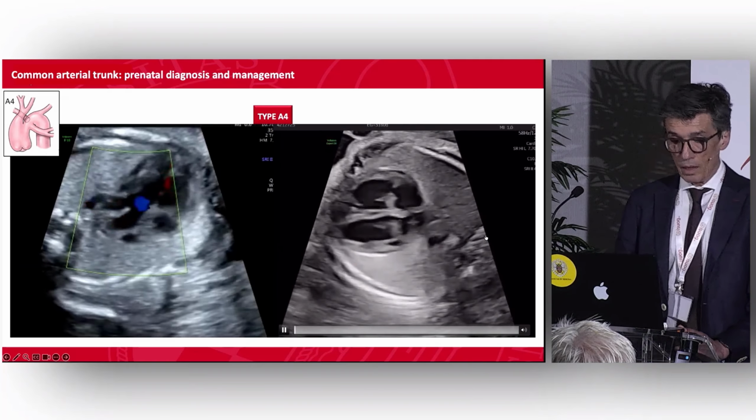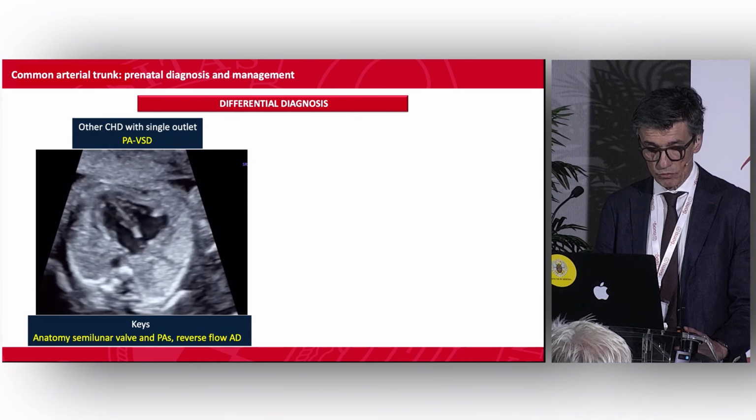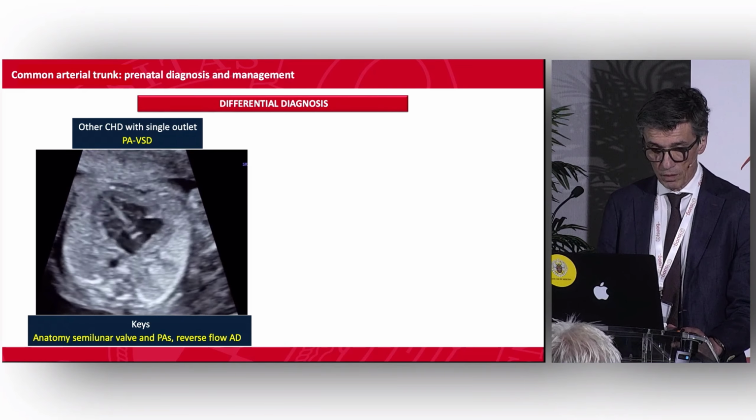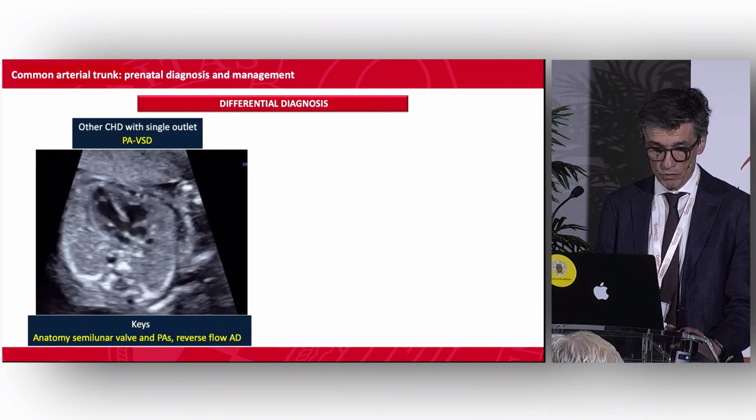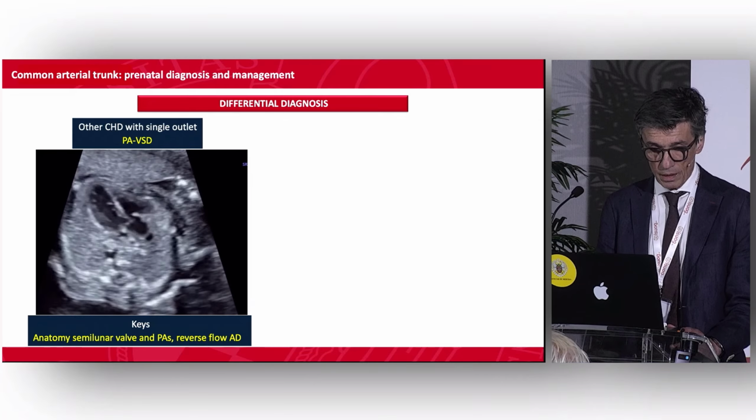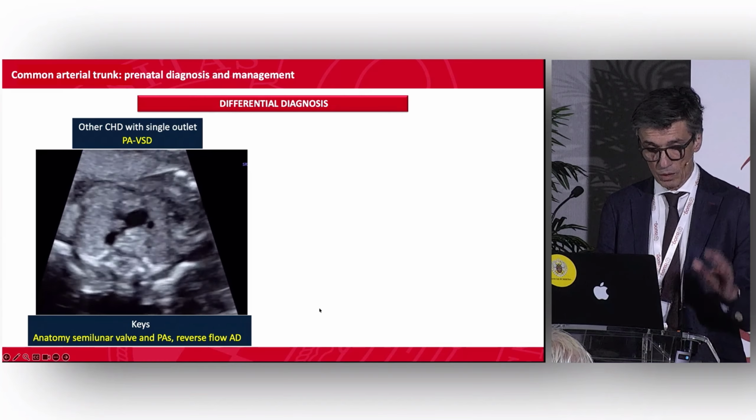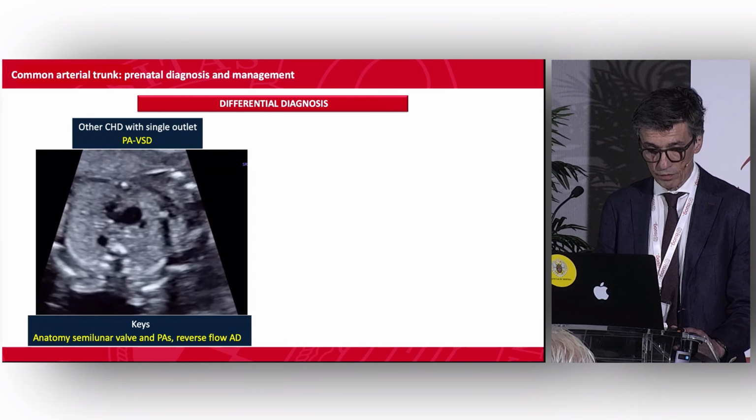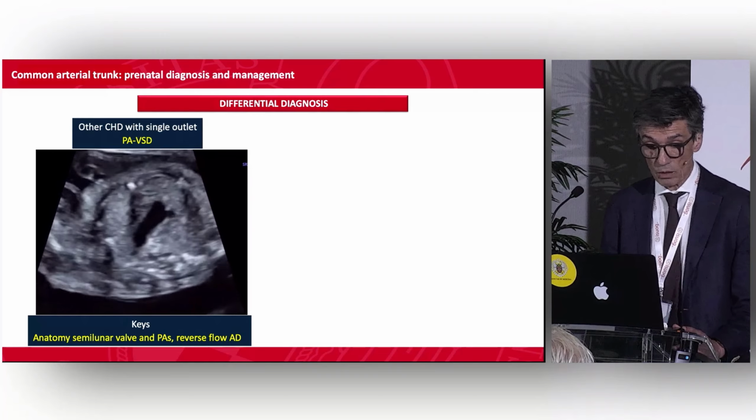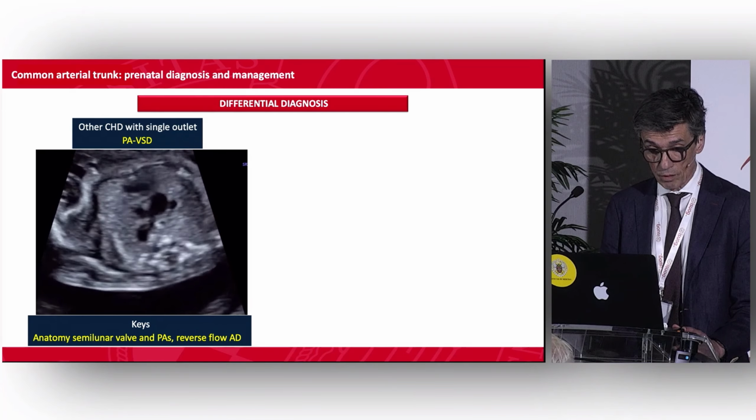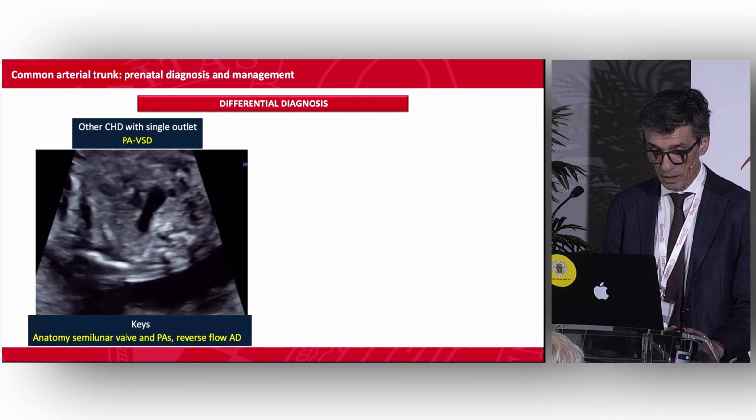In terms of making the differential diagnosis of common arterial trunk, as I have said before, the first condition is pulmonary atresia with septal defect. Here, it's very important to see the reverse flow in the arterial duct, because this is a clue for establishing the diagnosis of pulmonary atresia with septal defect. Remember that in common arterial trunk, usually there is no duct. So if you see reverse flow in the arterial duct, probably it is pulmonary atresia with septal defect.